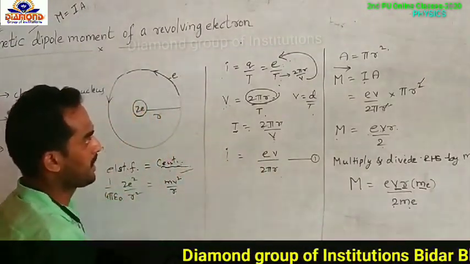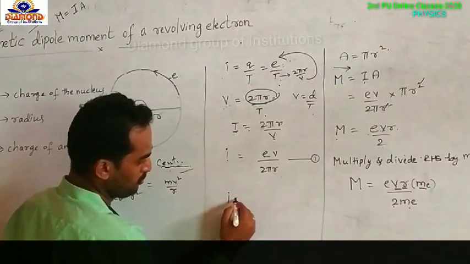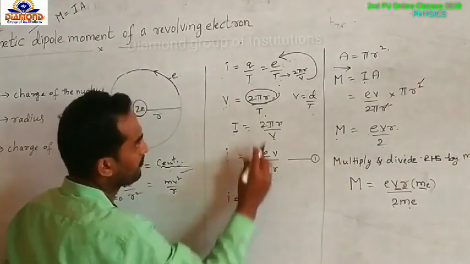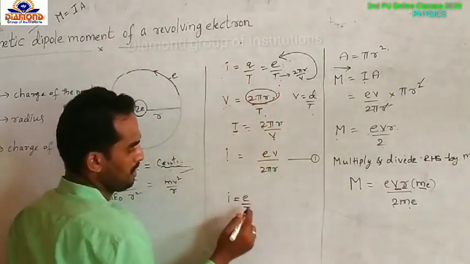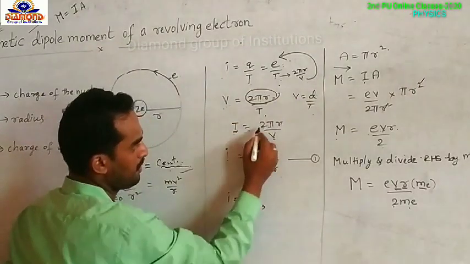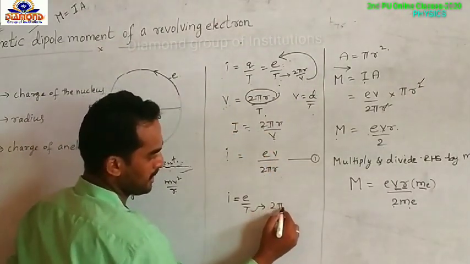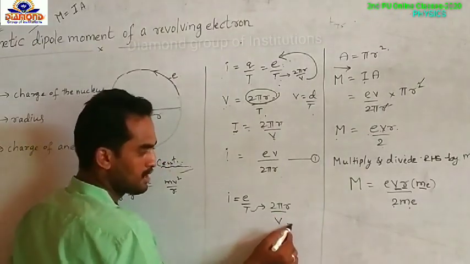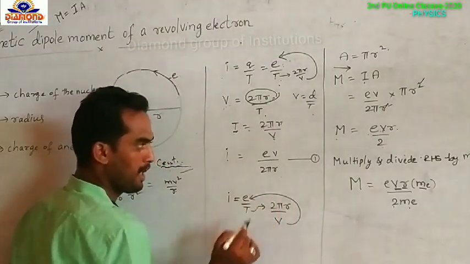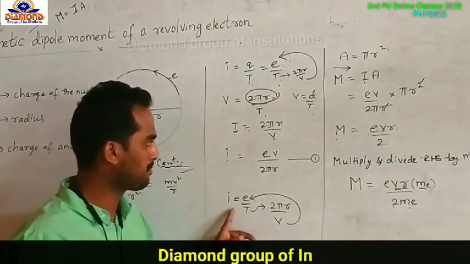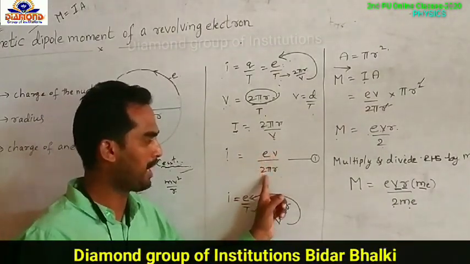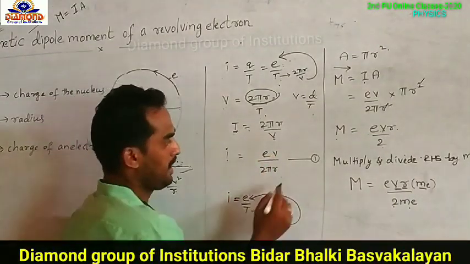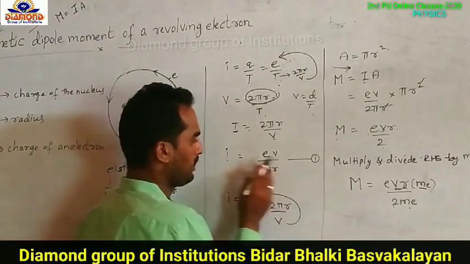See once again here, I equal to e by t. In place of t, we are replacing 2 pi r by v. Then this v directly goes to the numerator. So I becomes e into v by 2 pi r. Then we got equation number 1, that is called current.